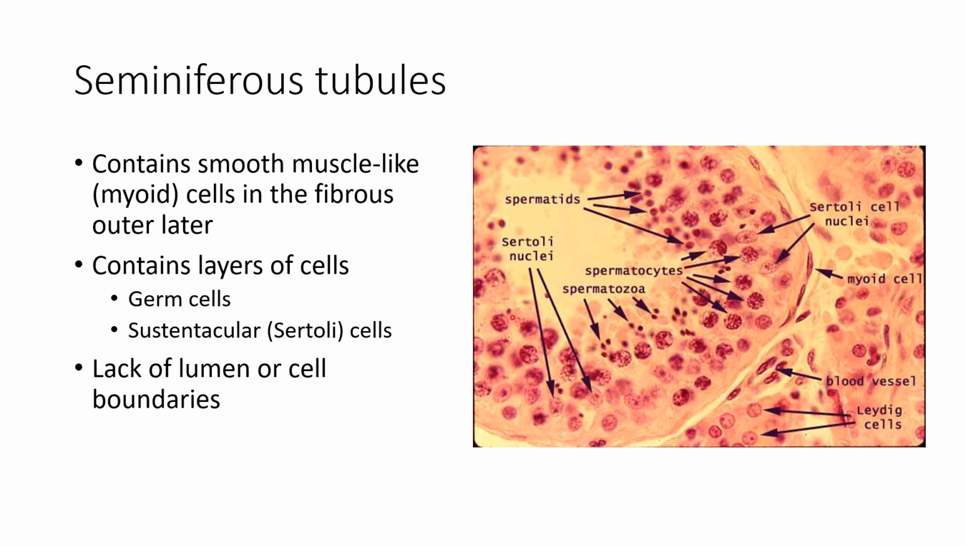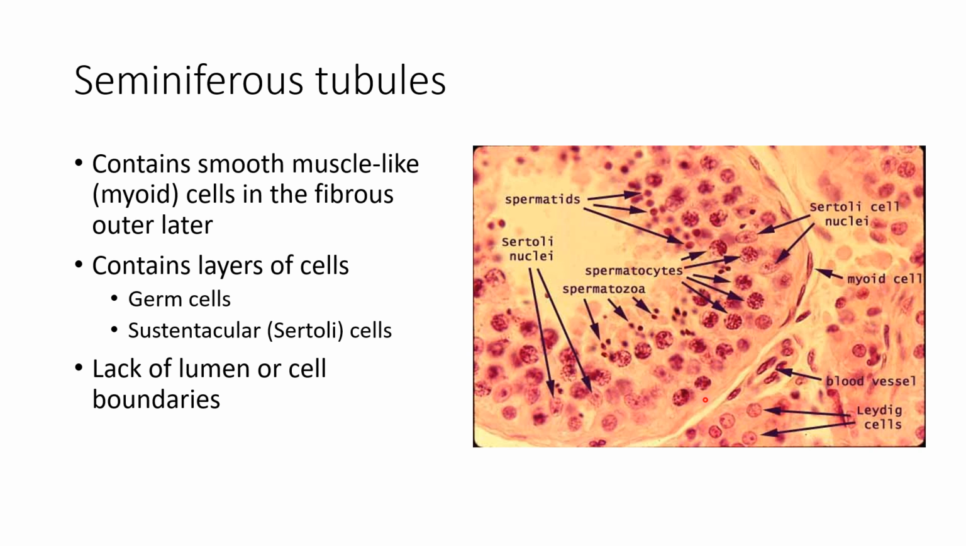Okay, the layers of cells include the germ cells. I've told you the germ cells are the spermatogonium at different stages, and also the primary spermatocyte and secondary spermatocyte. Those are the germ cells. It also contains what we call the Sertoli cells or sustentacular cells. We're going to see them later.